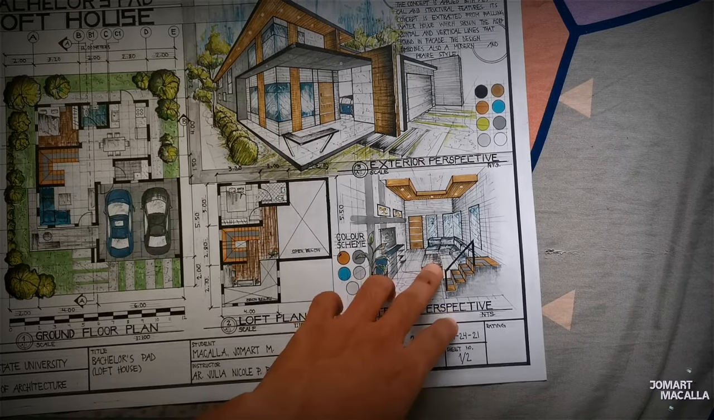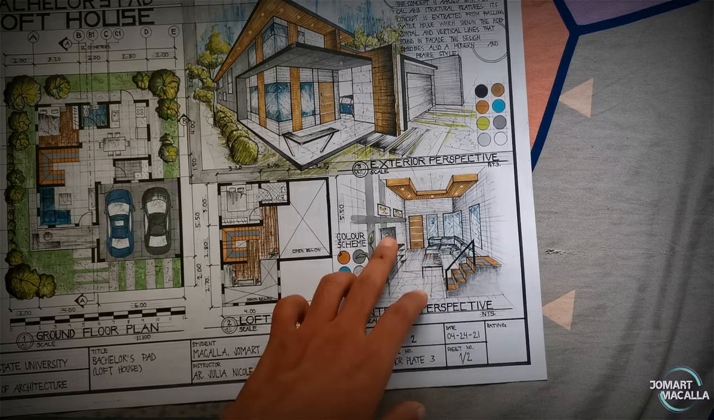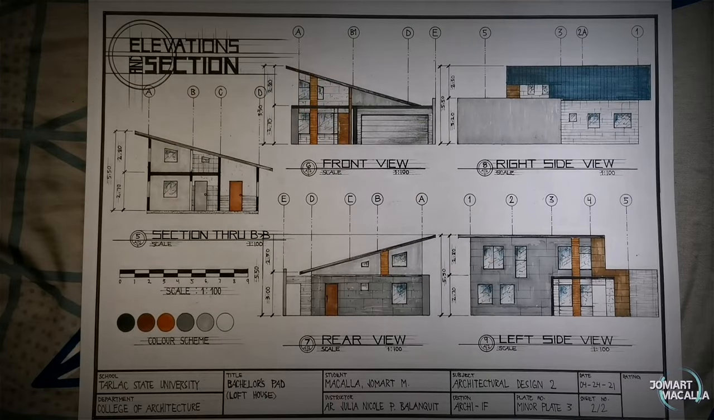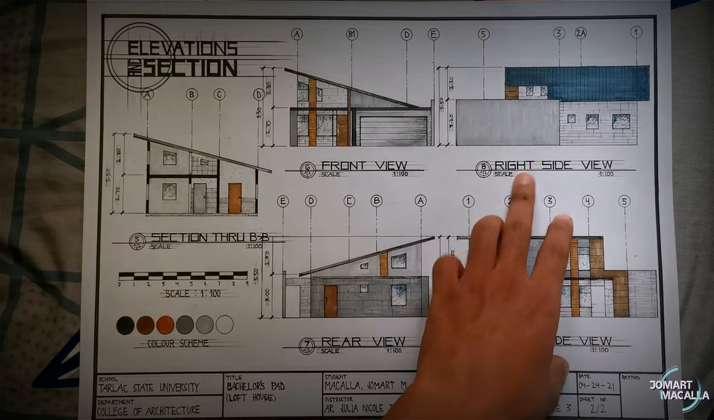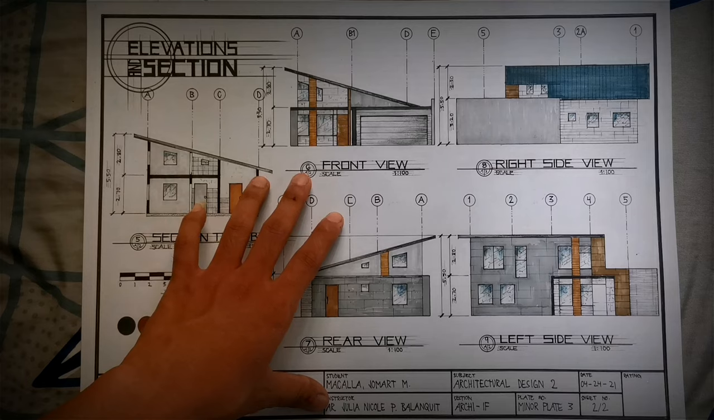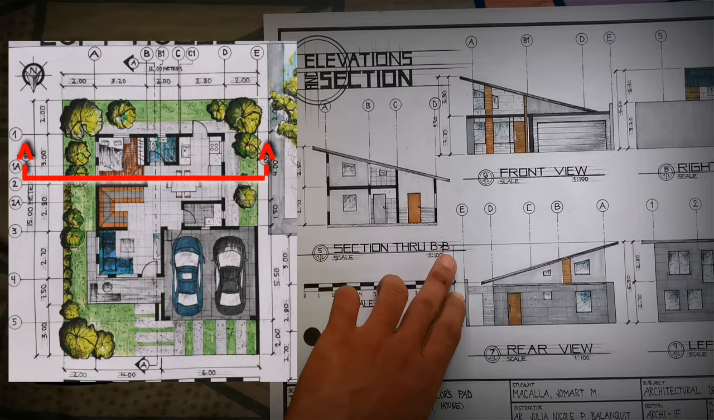So yung pinakita ko lang dito is the living area. Sofa, table, TV, and the staircase papuntang loft. And lastly, we have elevations and section. Front view, right side view, rear view, left side. Expected naman na may mga error dito. So, sana makapasa pa rin. And of course, the section through BB.